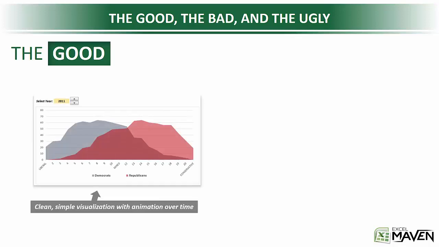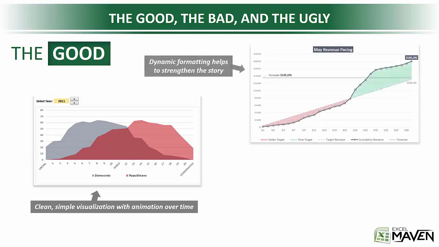Here we have a nice overlapping area chart. It shows political polarization in the US. It also has an option to change the date range to show animations over time. Really nice, really simple, really effective.